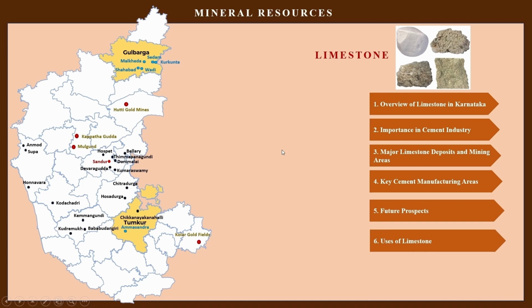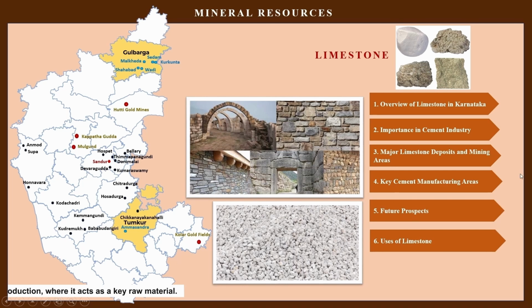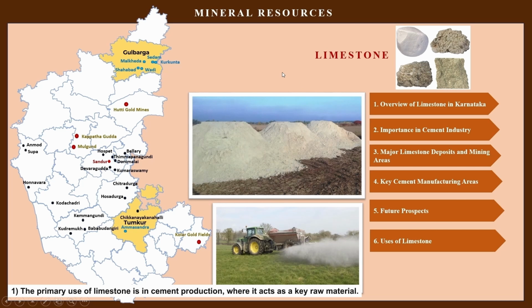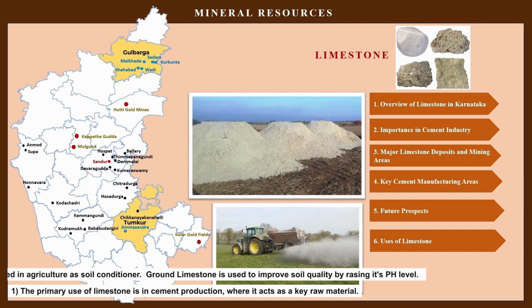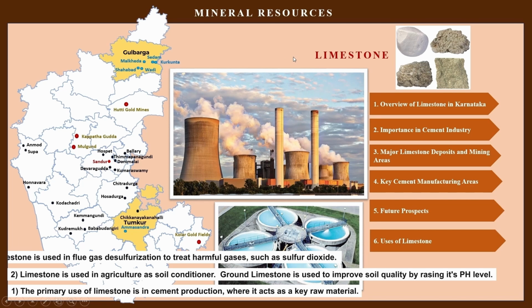And what are the uses of limestone? I've already told you the primary use of limestone is in cement production, right? It's a key raw material, but there are other uses of limestone as well. Second, it is used in agriculture as a soil conditioner. That is, ground limestone is commonly used to improve soil quality by raising its pH level. So, one, it is used in cement production. Two, it is used as a soil conditioner. Three, it is used for flue gas desulfurization. That is, it is used in the treatment of harmful gases, especially sulfur dioxide.